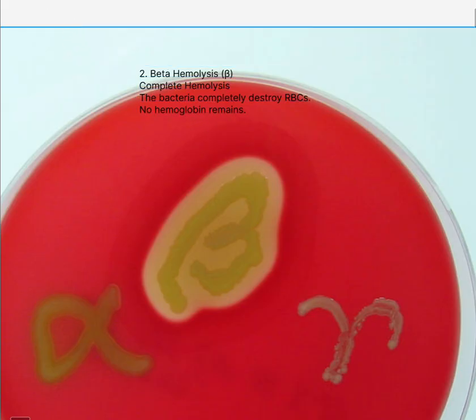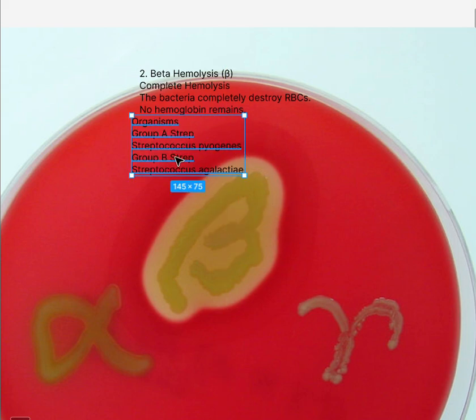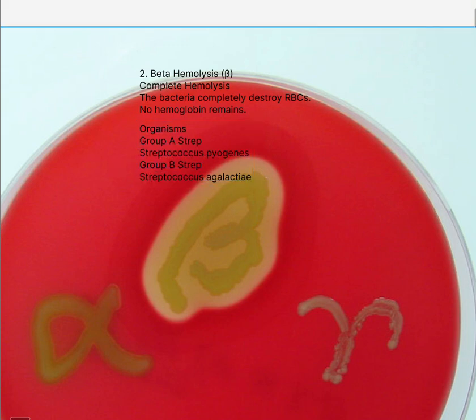Beta hemolysis is basically the bacteria completely destroying the red blood cells. There's no hemoglobin remaining, and it looks like someone punched a hole in the blood agar. Organisms that are beta hemolytic are basically group A and group B streptococcus, right? And that basically includes your Strep pyogenes and your Streptococcus agalactiae, right? Strep pyogenes is group A strep and Strep agalactiae is group B strep.